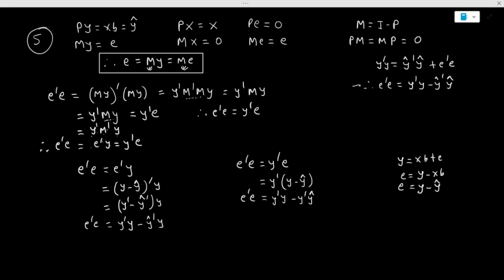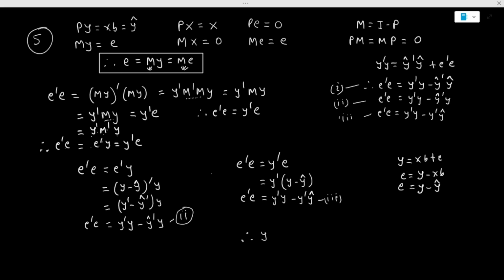So we have seen that e transpose e is equal to this relationship from the Pythagorean theorem, and similarly we have proved these two relationships. Therefore, e transpose e is equal to this. So if we compare these three relationships, we can conclude that y cap transpose y cap can be written as y cap transpose simply y, otherwise y transpose y cap, which is quite obvious if we compare these three relationships. So this is the final result.